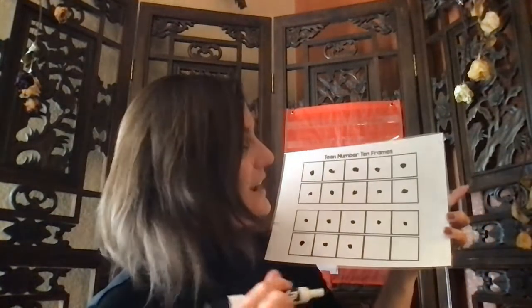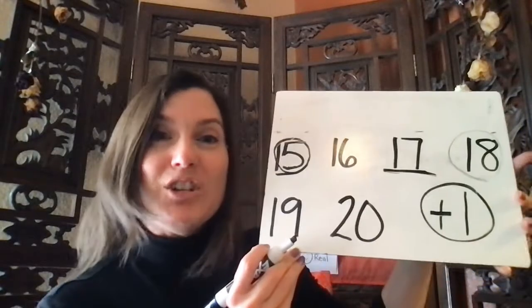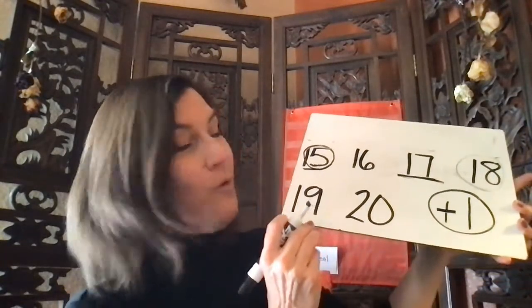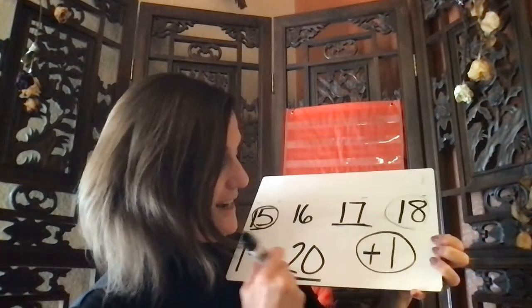Then what happens when we add another? If we add one more, we have 18 plus one more gives us a sum of 19. So we are on 19. 19 is a 1 and a 9. We're going to keep adding 1. We are an addition machine, adding 1 at a time to our 10 frames. 1 more than 19 equals 20.